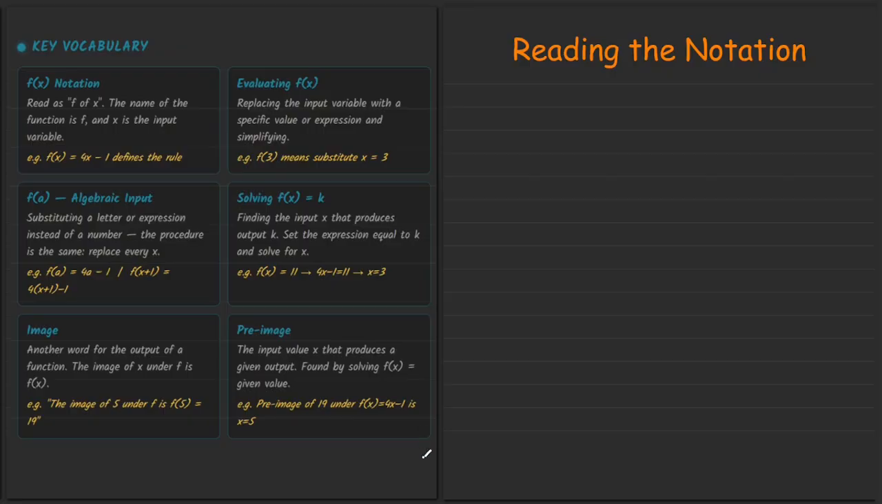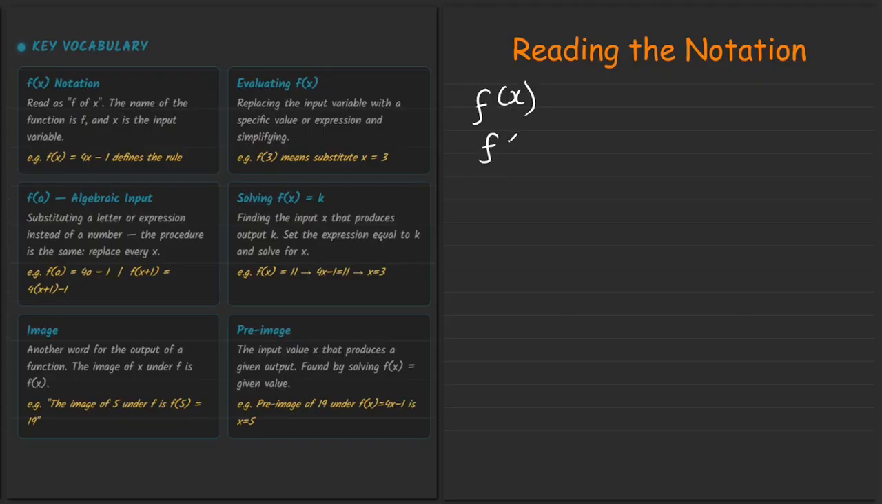So let's start by looking at reading the notation. If you see the notation f of x, it might look like f times x, but this is not multiplication at all. It actually means the value of the function f at the input x.